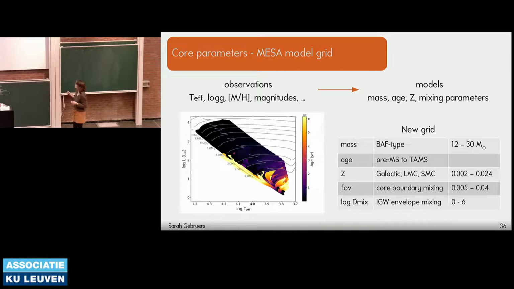Metallicities we cover from SMC to galactic metallicities. We have a free parameter for the mixing in the core boundary layer, and we also have a mixing parameter for envelope mixing, for which we assume an internal gravity wave profile.